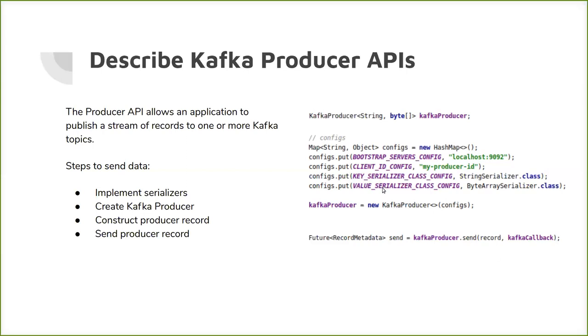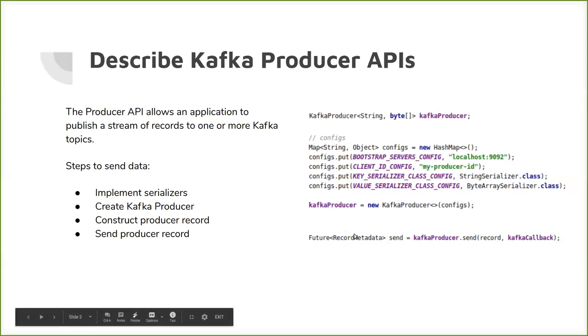So, just create this object, then pass this config to the new Kafka producer, and that's it, guys. This is all we have to write to have a working Kafka producer.